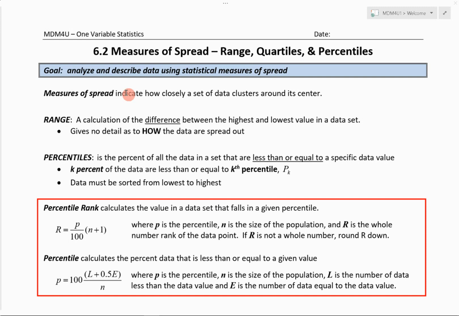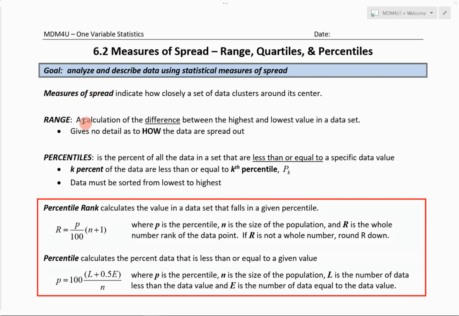Whereas previously we studied measures of central tendency, which are measuring the center, but it's now measuring how the data clusters around its center. It could be how spread apart, far apart. It could be close to the center. This is what the measures of spread will tell you.